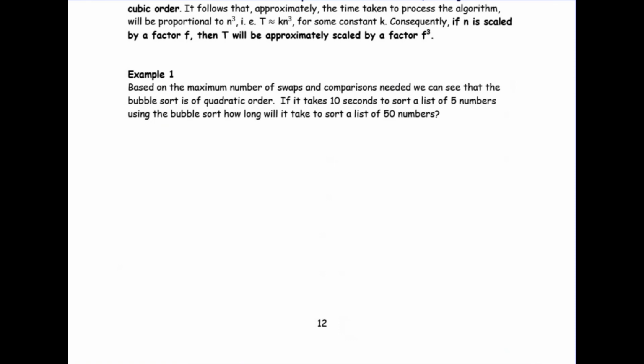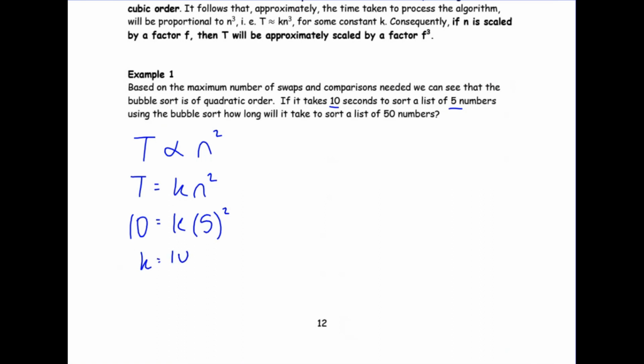So this example 1 here talks about the bubble sort. So the bubble sort is an algorithm which we say is of quadratic order. This means that the time it takes, which we'll call capital T, is proportional to the number of numbers that you're sorting squared, because it's quadratic. Obviously, you can get rid of this proportion sign by putting equals kn squared. In this question, it tells us it takes 10 seconds to sort a list of 5 numbers. So this tells us that T is 10 and N is 5. So we can use this to calculate K. So I get K is 10 over 25 or 0.4.